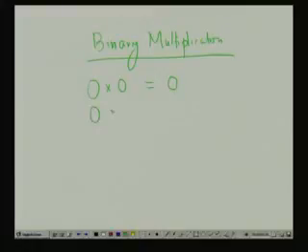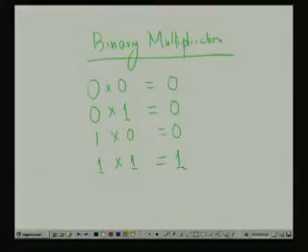Then again 0 into 1, then again it is 0, then 1 into 0, obviously that will be 0, and then this is 1 into 1, again this is a 1. So, only this multiplication is different, and addition will be just the binary addition we have defined, that we have to do.